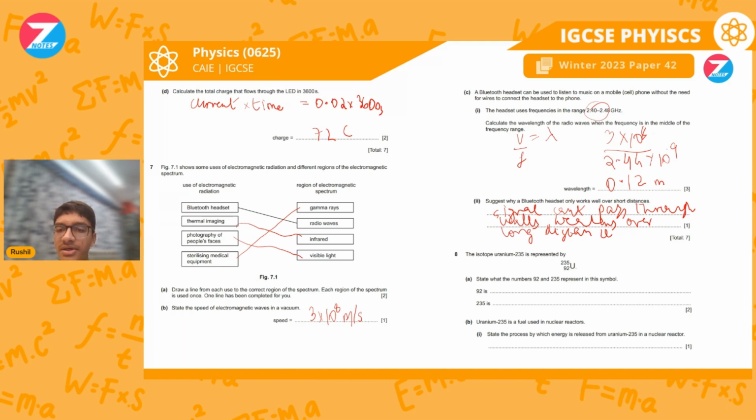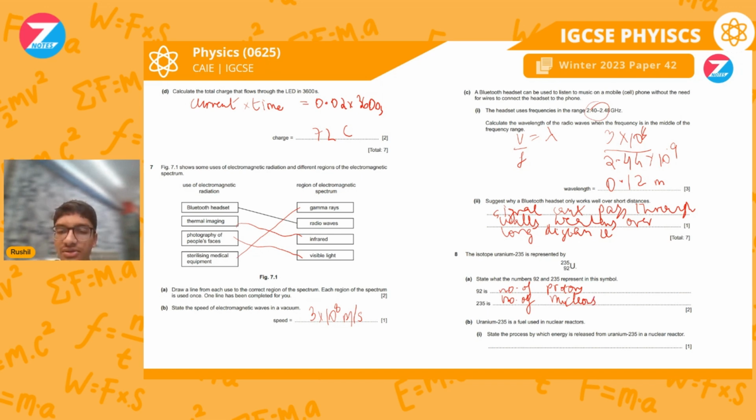The isotope uranium 235 is represented by the symbol below. State what the numbers 92 and 235 represent in the symbol. So we know that the number at the bottom is the atomic number of the element, which is unique to each element. Here that means the number of protons. And 235 is the mass number, which means the number of particles in the nucleus, which is the number of nucleons. Or we can also write it as the number of neutrons plus protons.